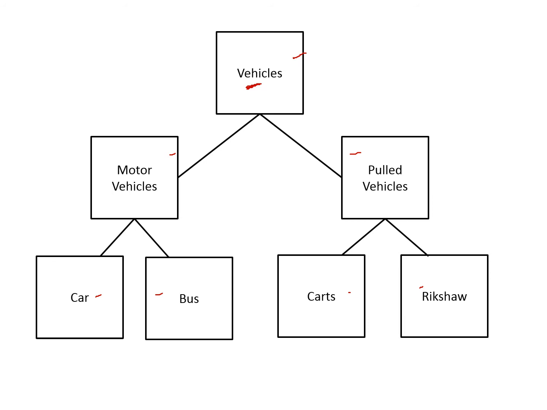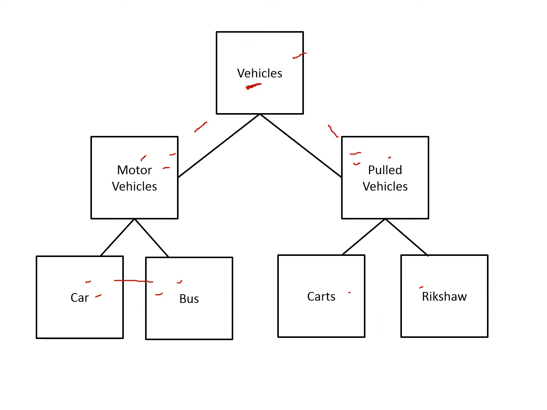When it is divided into motor vehicles and pulled vehicles, motor vehicles have their own features along with the features of the vehicle. Same for pulled vehicles, they have their own feature that is pulled by something, and they also have the features of vehicles. Same, car is there, bus is there. Both are motor vehicles. That is, both of them have the features of motor vehicles and they have their own features.